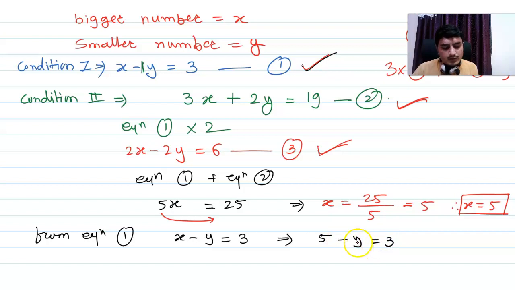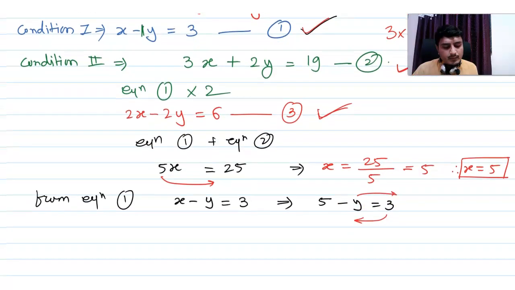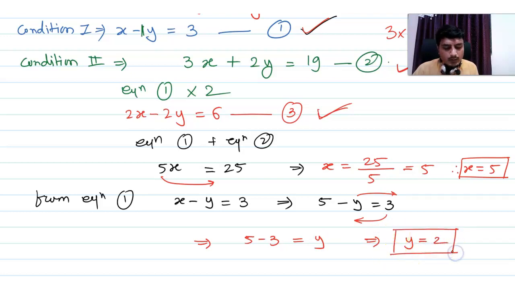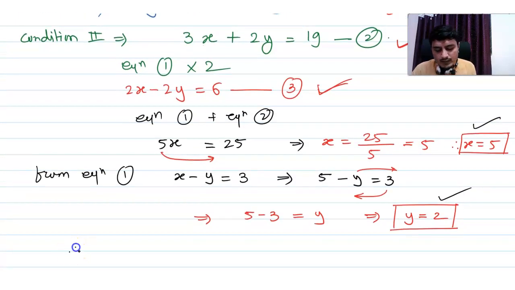Now the coefficient of variable y is minus 1. So try to shift y from LHS to RHS and simultaneously 3 from RHS to LHS. So we are getting 5 minus 3 equals y. So 5 minus 3 is 2. So the value of variable y is 2. That means the given two numbers are 5 and 2. So you have at last your solution.